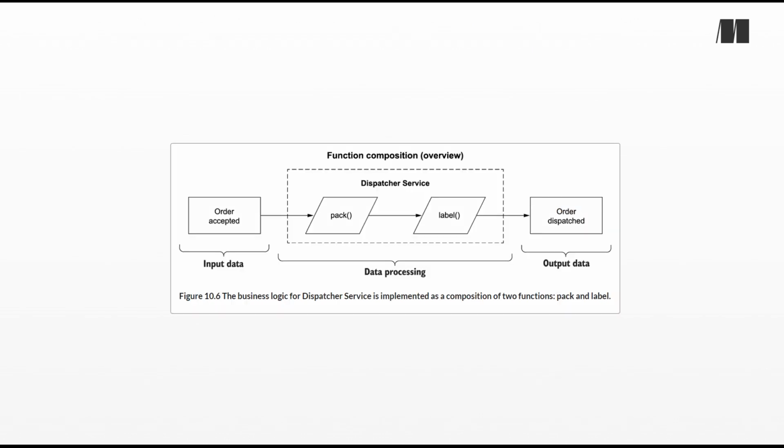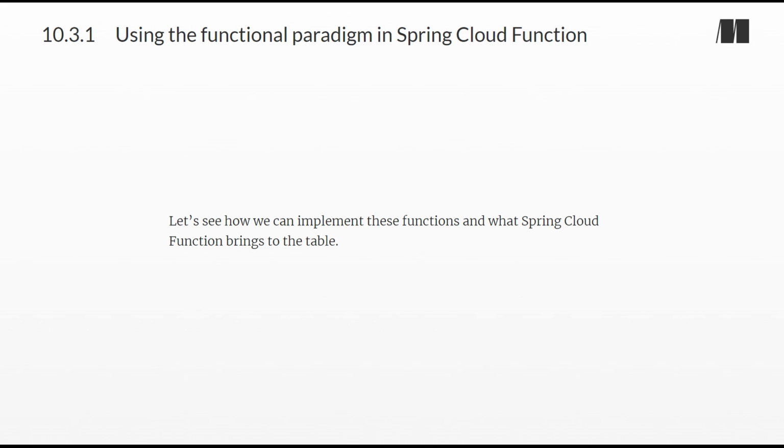The composition of these two functions in sequence gives the full implementation of the business logic for dispatcher service, as shown in Figure 10.6. Figure 10.6. The business logic for dispatcher service is implemented as a composition of two functions, pack and label. Let's see how we can implement these functions and what Spring Cloud Function brings to the table.